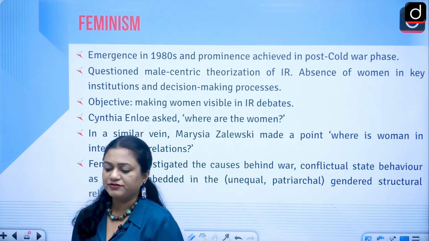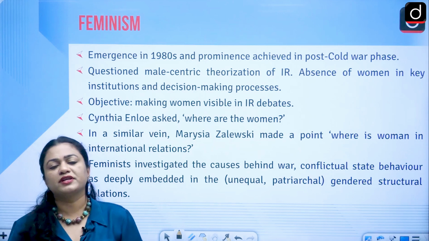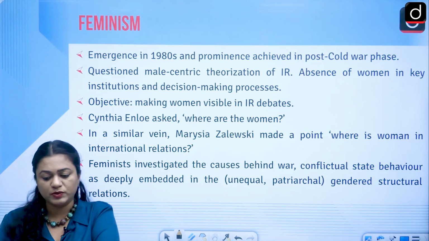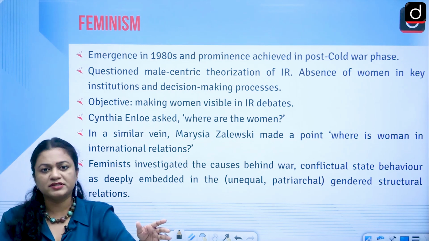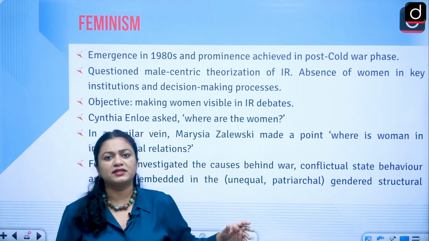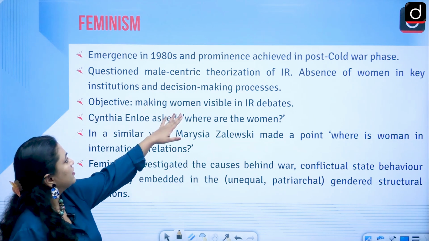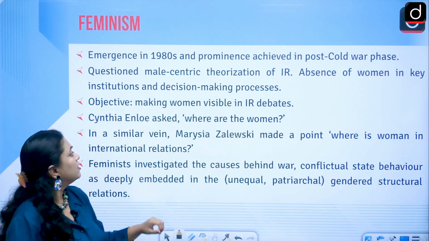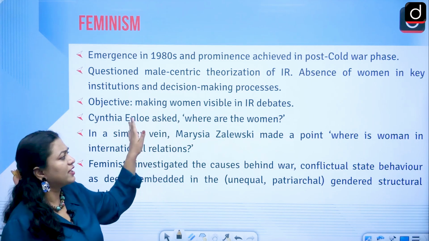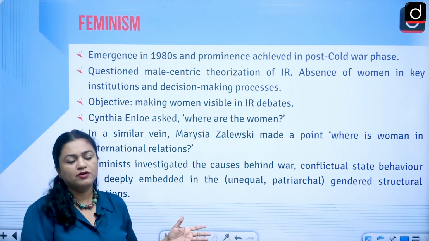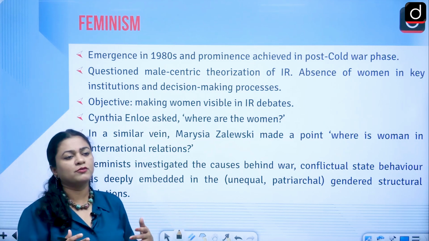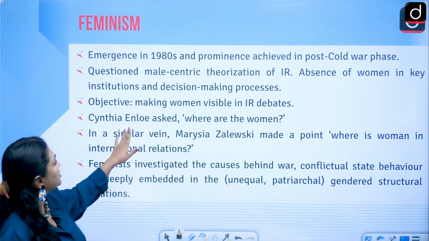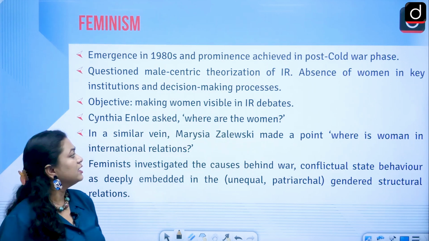But yes, the first wave of feminism in IR somewhere emerged from the fact that some people came to criticize realism as well. The liberal feminists emphasized the idea that you need more women in the decision-making processes, and their representation is necessary in the key institutions. Now, the objective of feminism, whatever its variant, whether liberal feminism, Marxist feminism, postmodern feminism or constructivist feminism, is to make women visible in international debates.